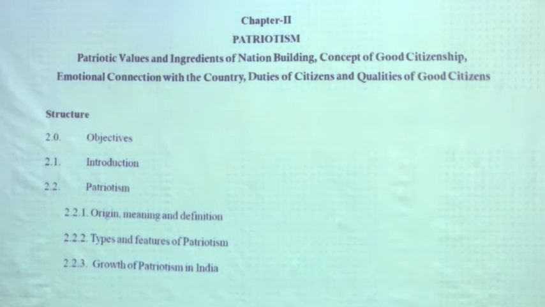Now at the first point we have defined how the entire chapter is structured. First is the objective. I am not going to discuss anything in particular presently. I am just familiarizing you with the objectives.